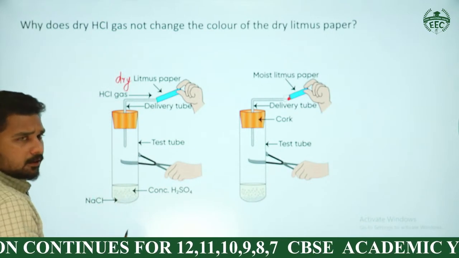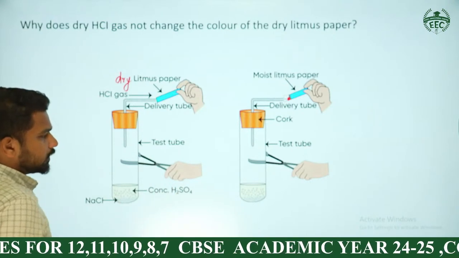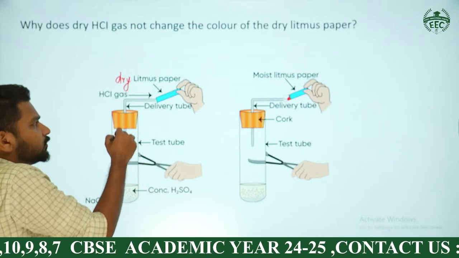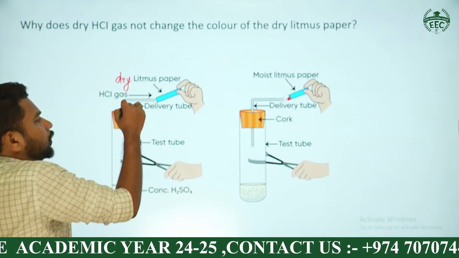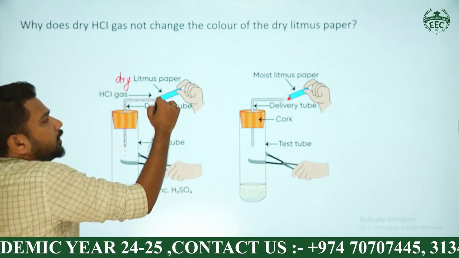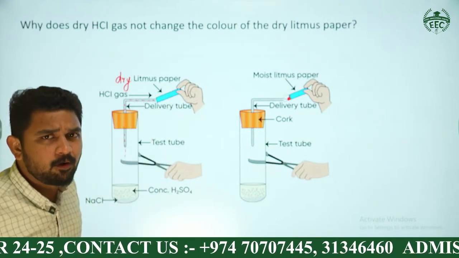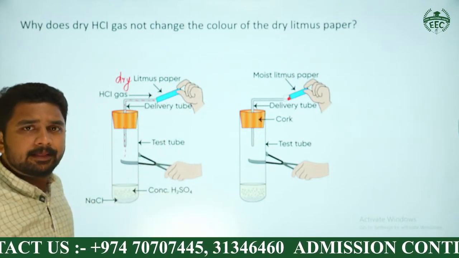Here you can see the reaction: sodium chloride and concentrated H2SO4 is there. HCl will be produced, and this HCl gas is moving through this tube. If I am putting some dry litmus paper here, what will happen? What do you think? Nothing is going to happen.